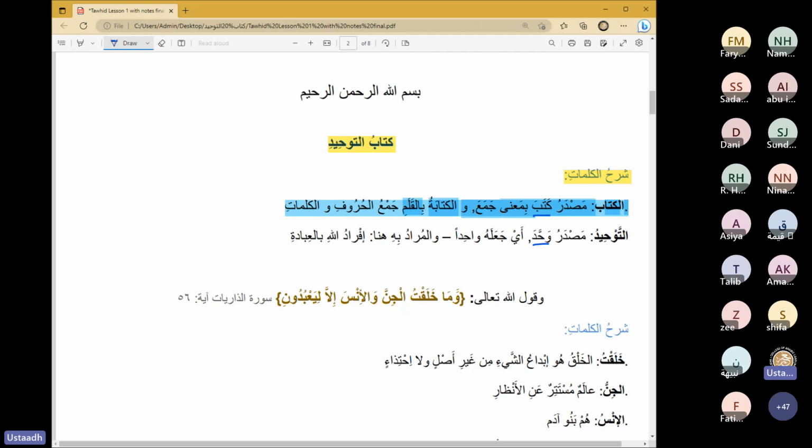A, ja'alahu wahidan. This A, you'll see many times in the books, and you'll hear the scholars constantly use this term. This A is known as A tafsiri. We know tafsir, like tafsir Quran, meaning explanation. So when you hear a scholar mention something and then say A, it means he is now about to give you an explanation of what he has just said. So he says, masdar wahada, a meaning, ja'alahu wahidan. He makes it one.